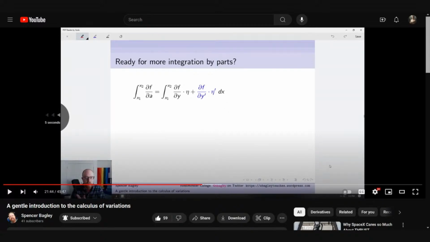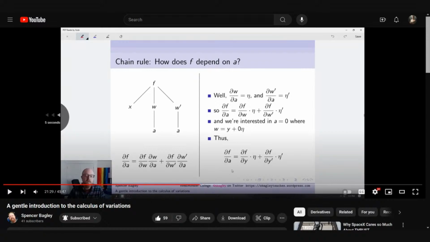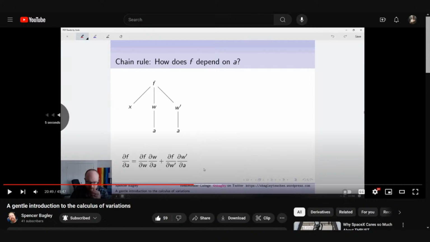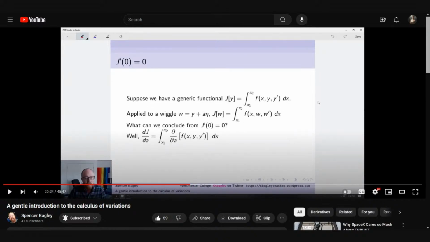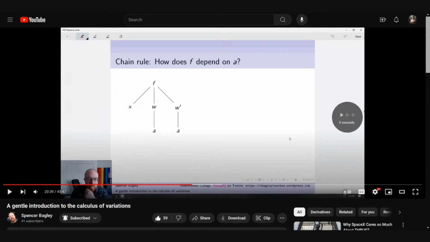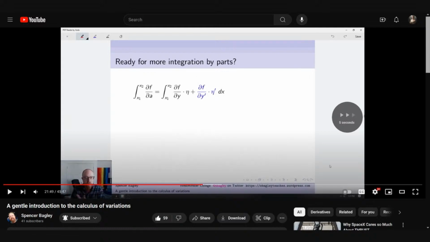Counting to 19. There it is. So at 19, this was the integration. So dJdA is the integral of this thing. Counting again to 19. So I guess this is the integration.